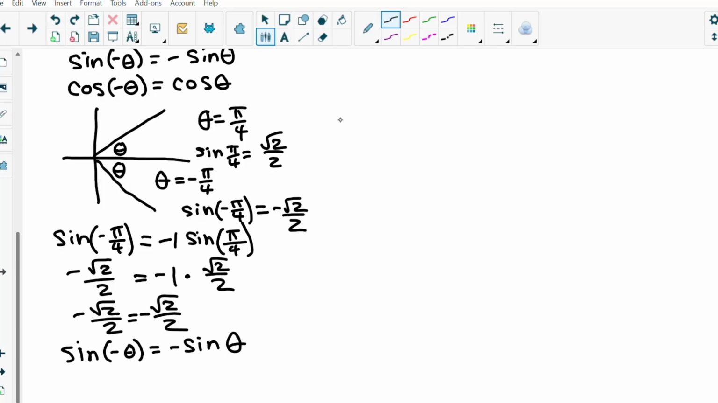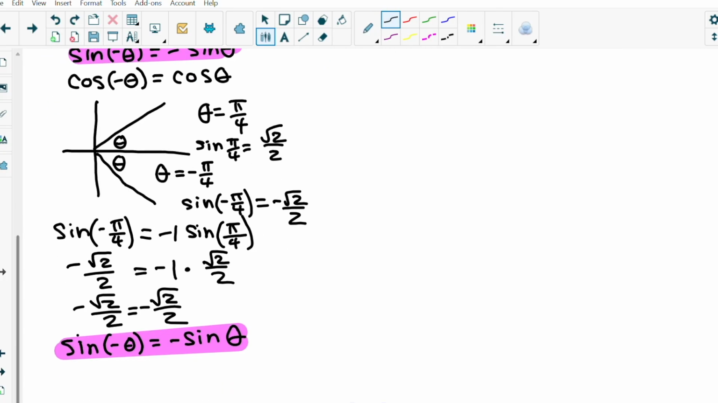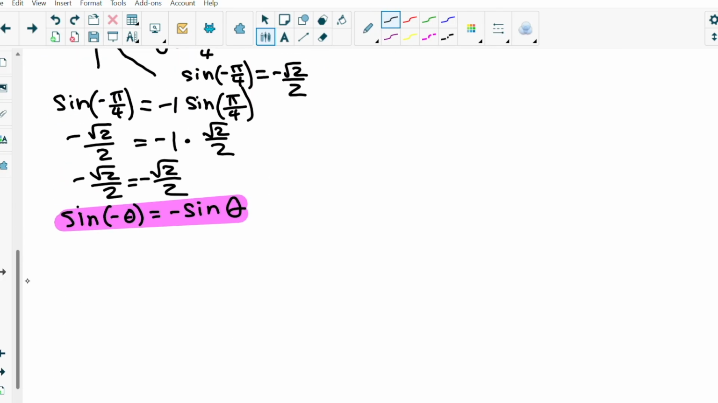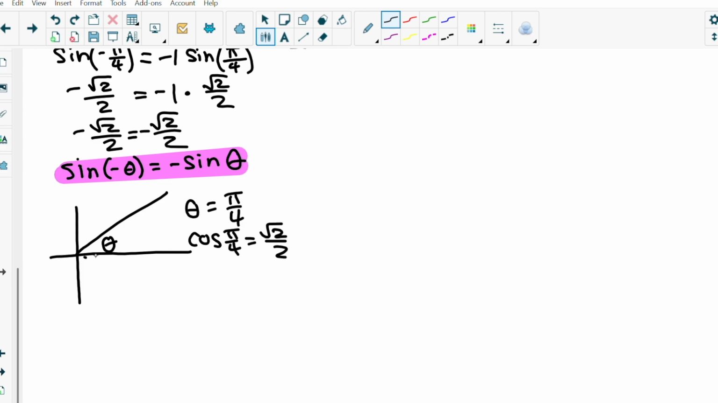Okay, so that's a very important identity right there. That's the first one. Folks, the cosine version. Draw another graph. Call this theta. Theta equals pi over 4. Let's use the same one. What's the cosine of pi over 4? That equals square root of 2 over 2.